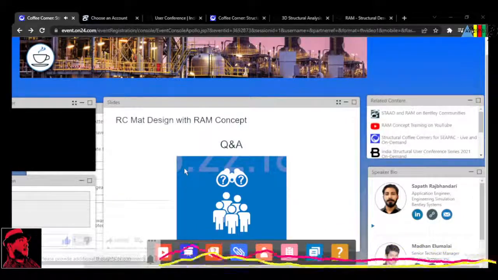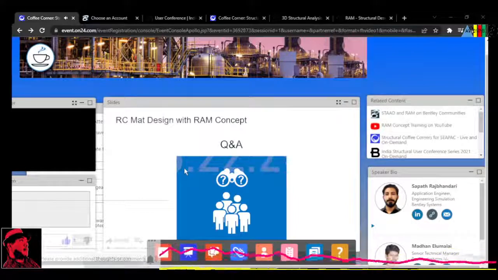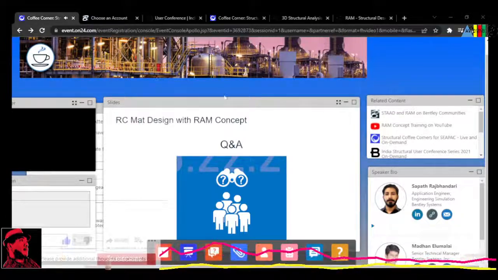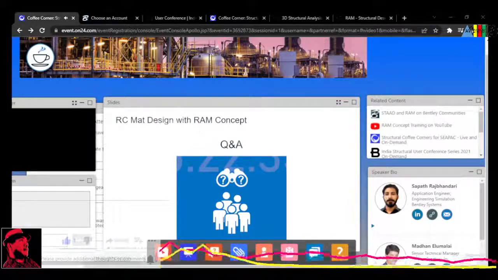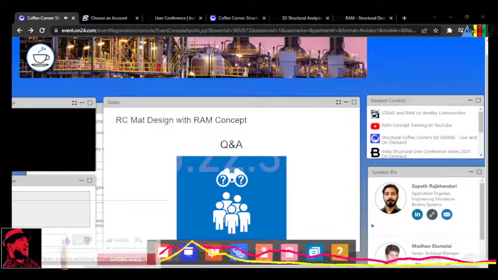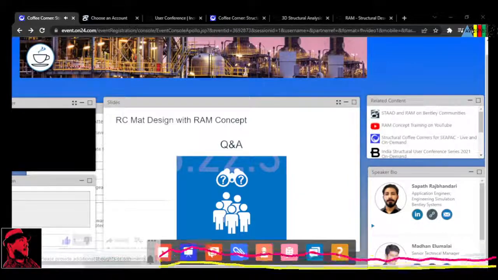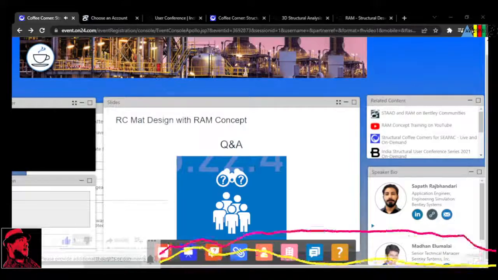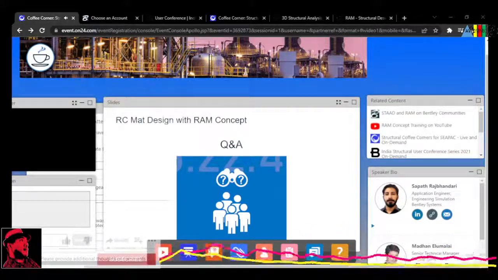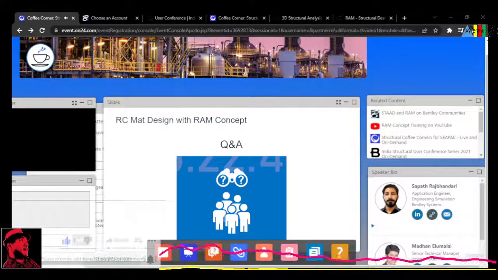Some of you are again asking for the slides. How to model and design to allow for uplift load from water pressure as a vertical imposed load to the mat? You can simply use the vertical loading for area loading in an upward direction.